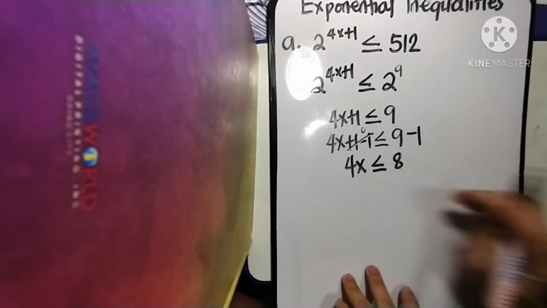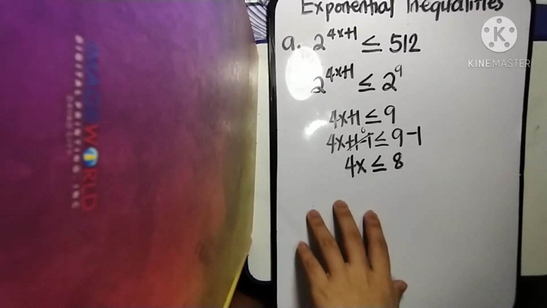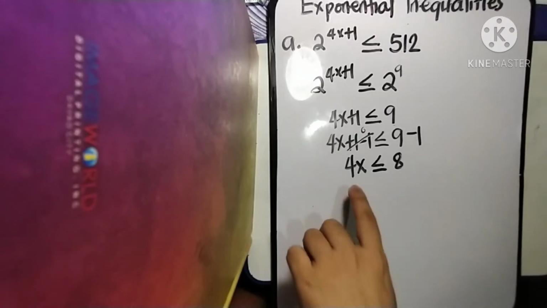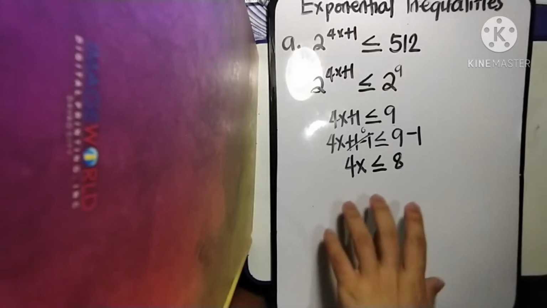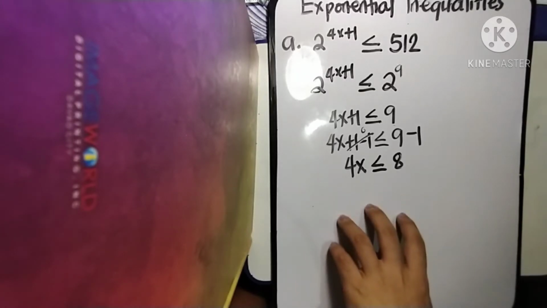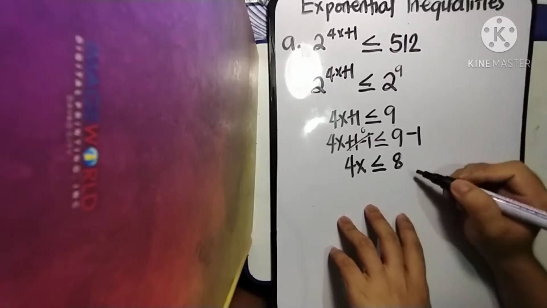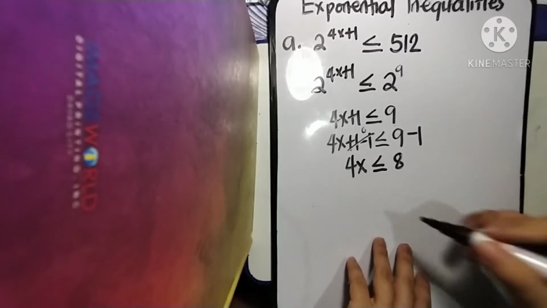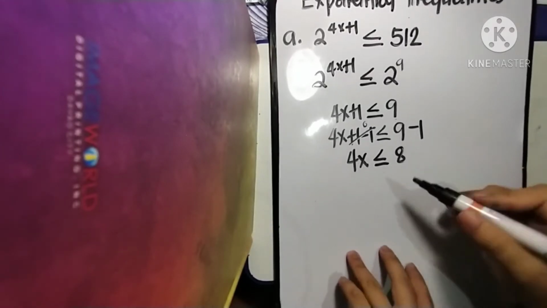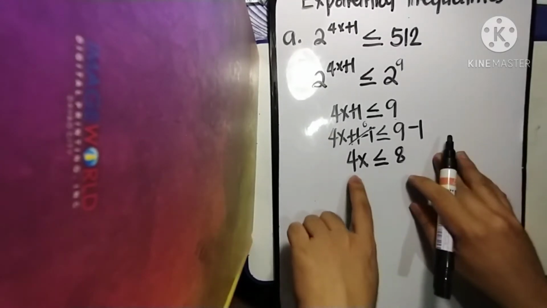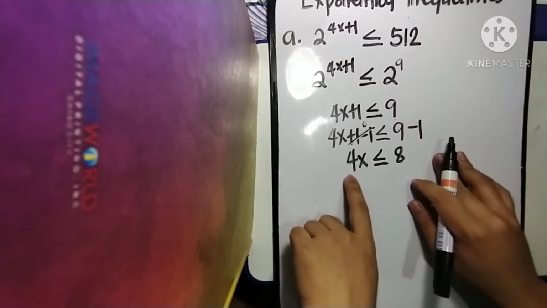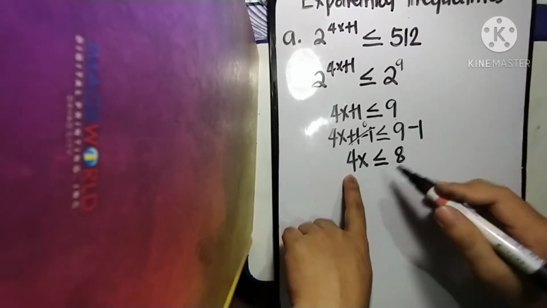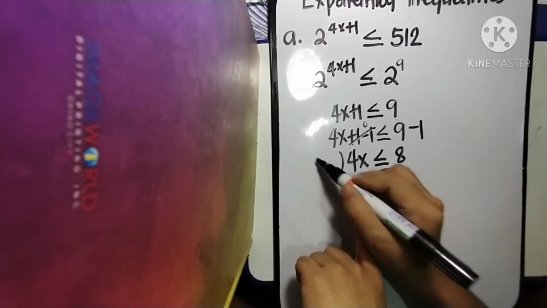Then, simplify. To find the value of x, si x ra gyud atong ipangita, but we are given 4x. So, to simplify this one, we need to apply the division property or the multiplicative inverse property. So, let us try with the multiplicative inverse. For 4x, what is the multiplicative inverse of 4? We have 1/4.